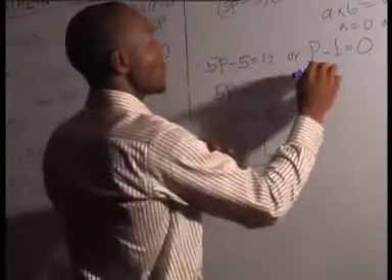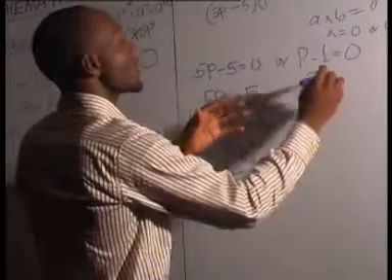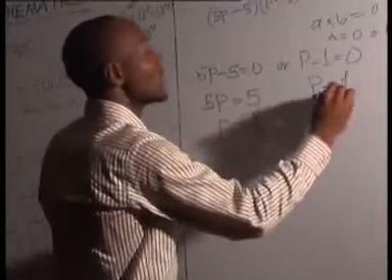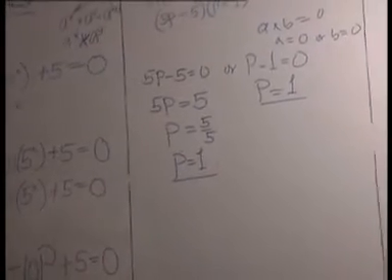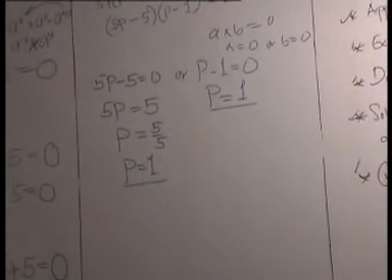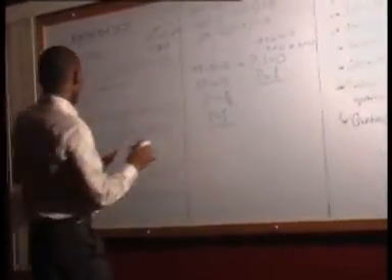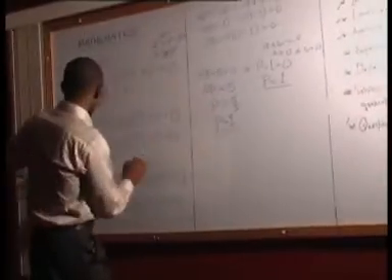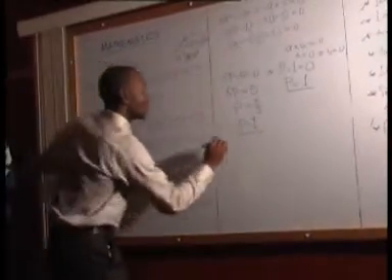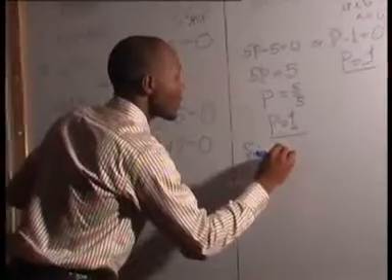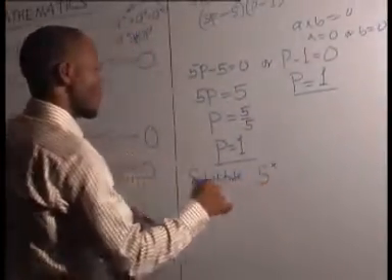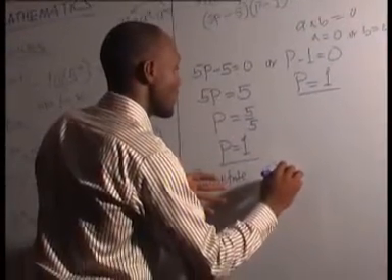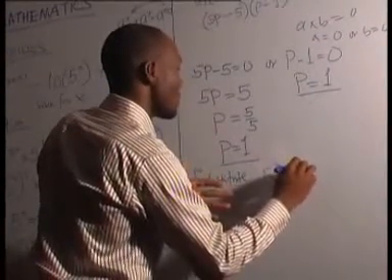Or let's deal with the other one: p minus 1 equals 0, so you transfer the minus 1 to that side. In both cases, p is the same. p is 1. But we are not looking for p. The question says solve for x, not solve for p. So we are not yet through. You now substitute back: 5 raised to the power x, which we said is p, equals 1.